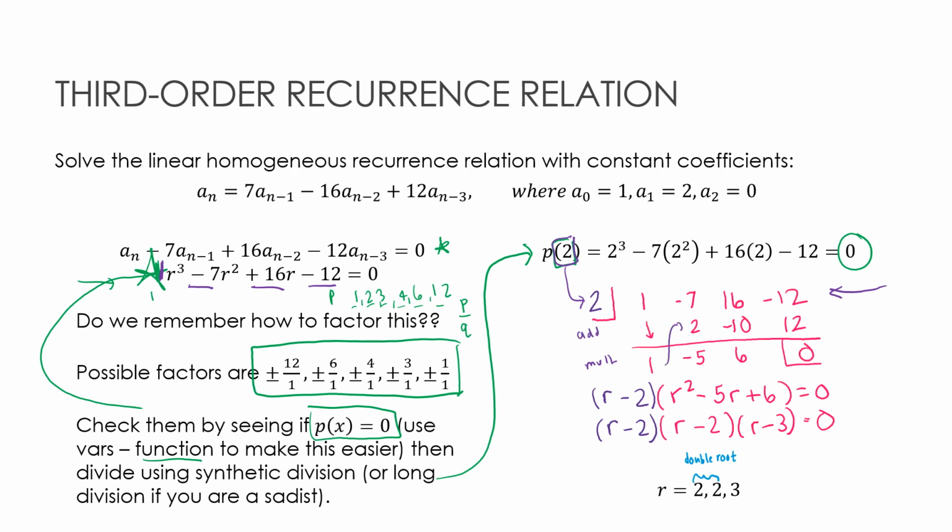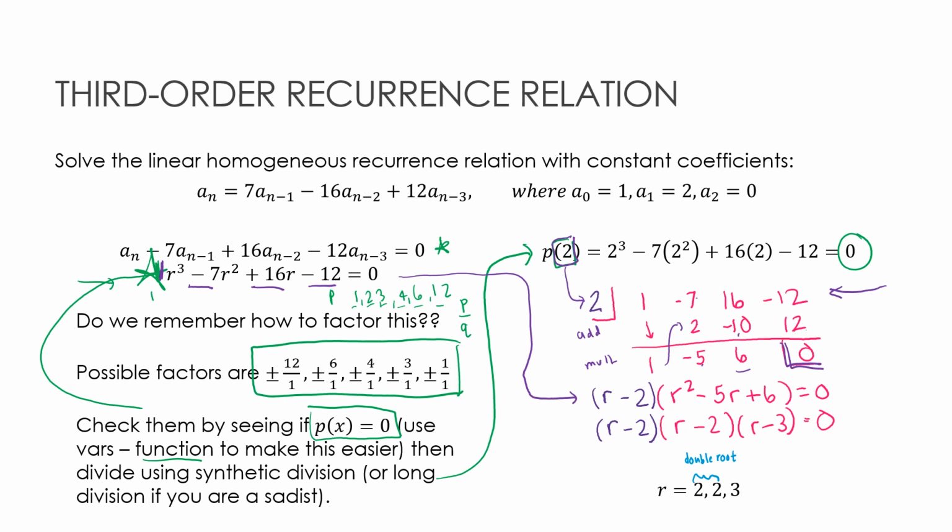Anything that happens above the line gets added, so -7 plus 2 is -5. Then again, I multiply, so 2 times -5 is -10. Add those together, I get 6. Below the line, 2 times 6 is 12. -12 plus 12 is a remainder of 0. If this isn't 0, I did something really, really wrong. So what does that tell me?